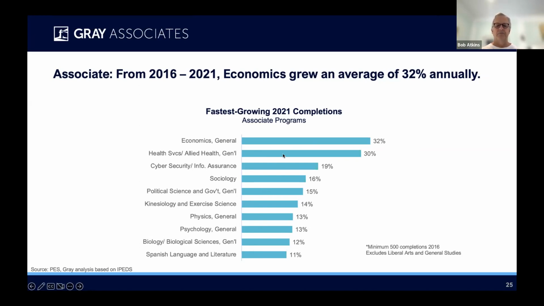The more career-oriented ones, we see health services and allied health, cyber security, very fast growing, by the way, at the bachelor's level. And then kinesiology, and that's really it for career-oriented ones. You can pick up biology in the sense that those folks may be interested in pre-med.